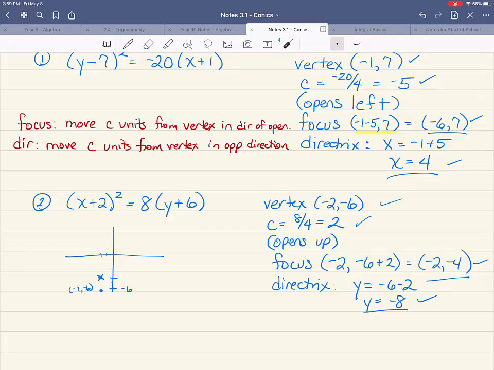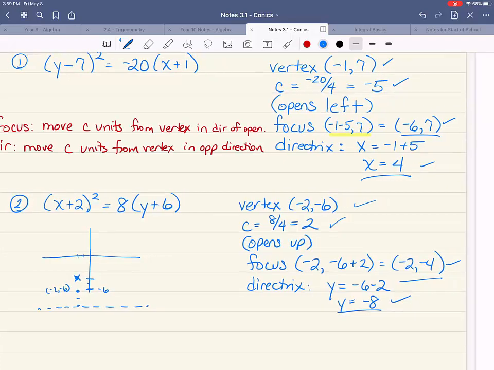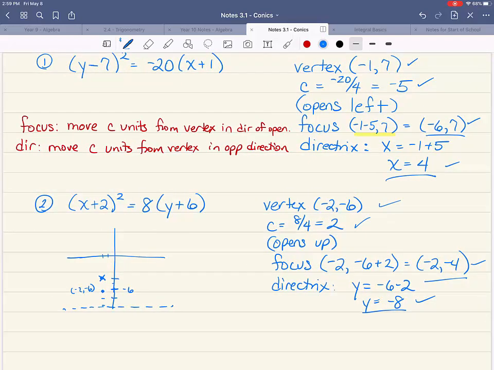Remember that the directrix and the focus are in opposite directions from the vertex. So to find the directrix, I would have to go 2 units down. Now the directrix will never go through the focus. It's always on the opposite side. So it's going to be horizontal. And where is it? Well, it's 2 units farther down from before. So it is at y equals -8.